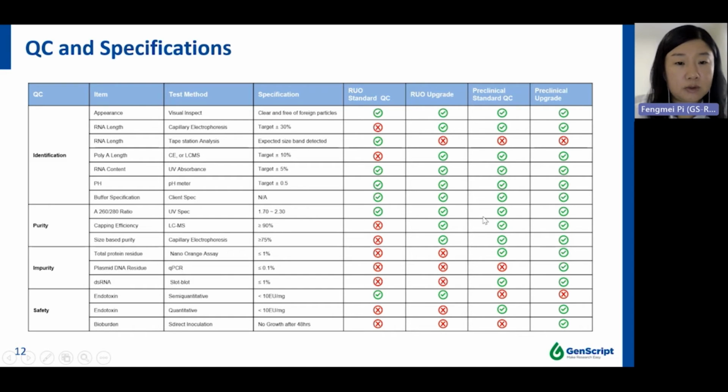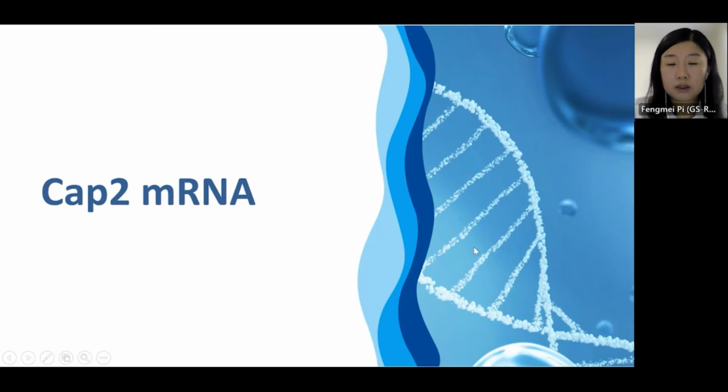There's other upgrade QC that we offer. So purity-wise, it's important to learn about the capping efficiency and the size-based purity using capillary electrophoresis. Those are all available here. And impurity-wise, we have developed a method to test the total protein residue, the plasmid DNA residue using qPCR method, or the double-stranded RNA residue using the immune blots method. That's all about the Cap1 mRNA.